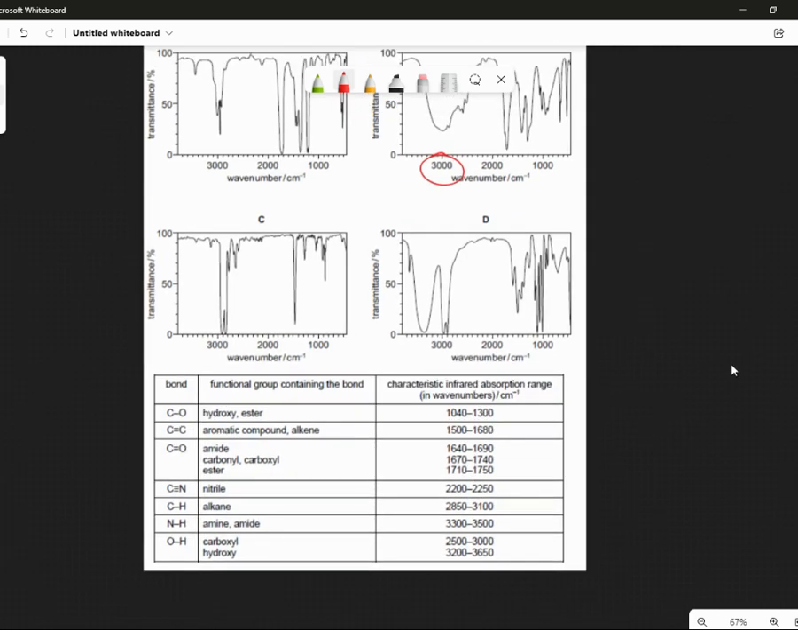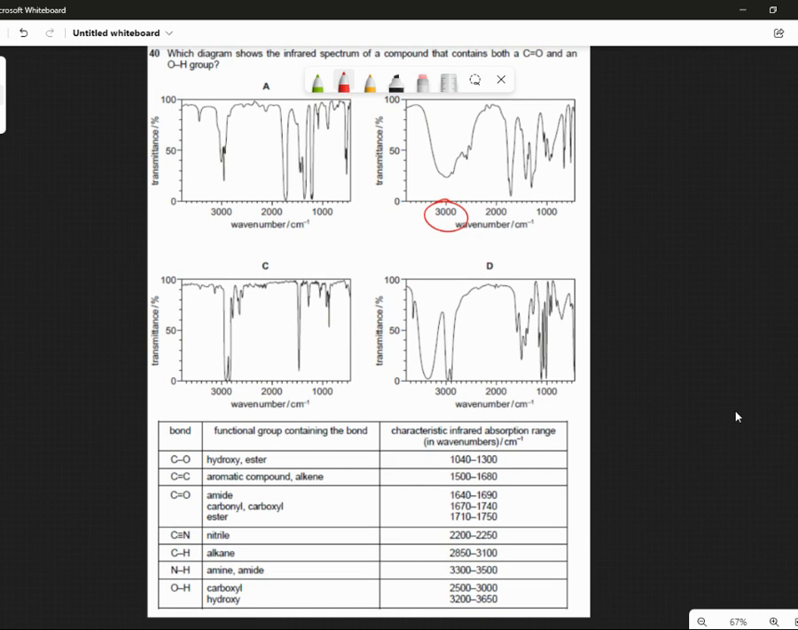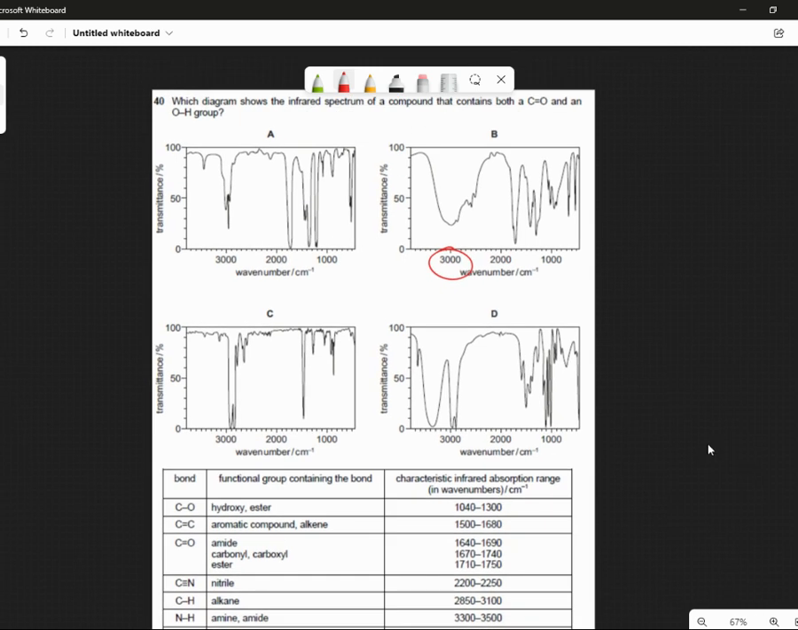An OH is around 3,000. Now, I also know that OHs are broad. In other words, they're quite fat in this direction. So this one has an OH, and this one possibly has an OH as well, because they're both quite fat.